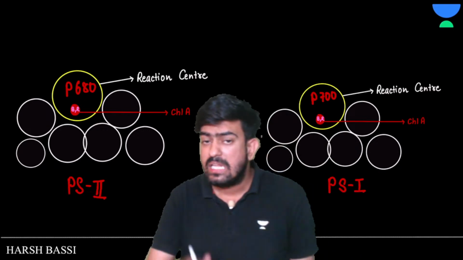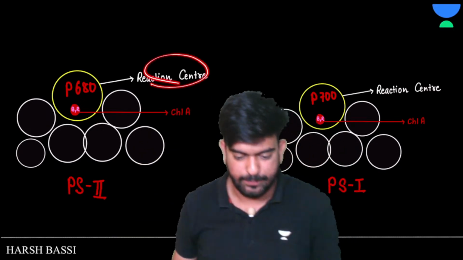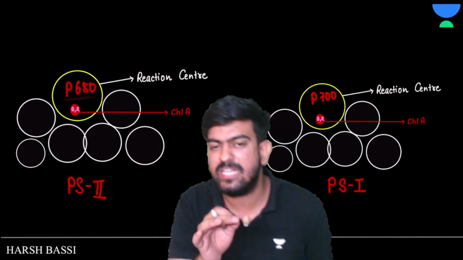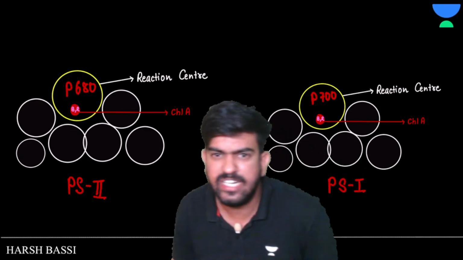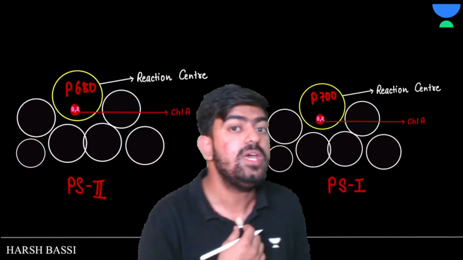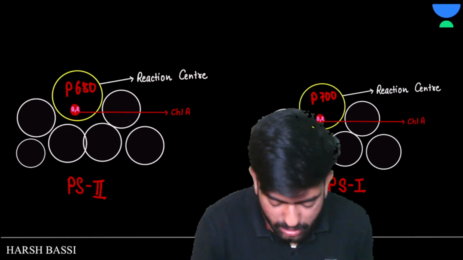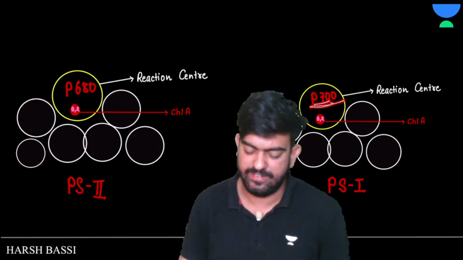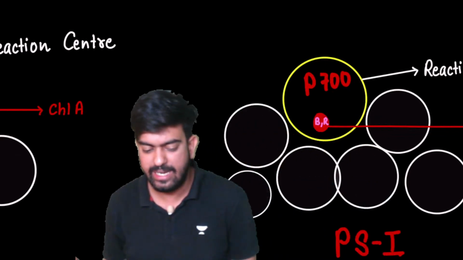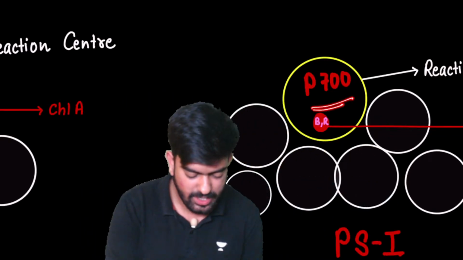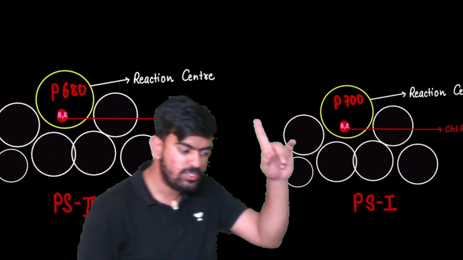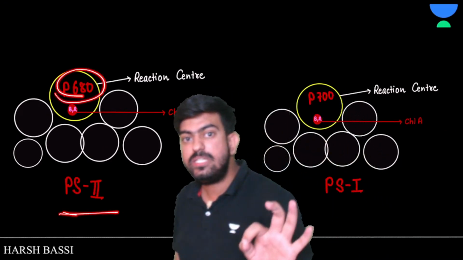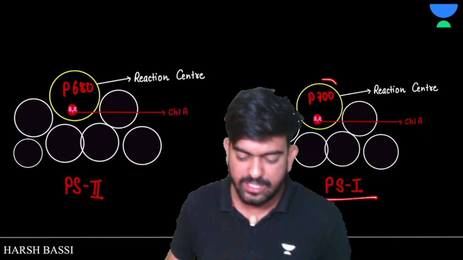In photosystem 2, the chlorophyll A molecule, which is the main molecule sitting in the reaction center, is basically P680. What is this P680, sir? Is it a phone number? No, it's not a phone number. It says that I am going to absorb light of 680 nanometers. In a similar manner, photosystem 1 has P700. So this is the major difference. This is P700 and this is P680. Photosystem 2 has a reaction center of P680 and photosystem 1 has a reaction center of P700.